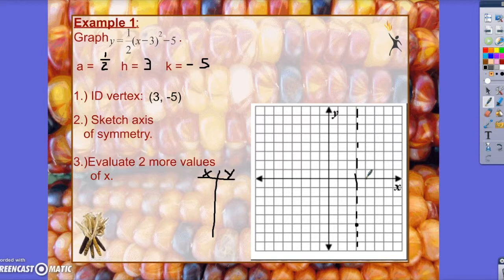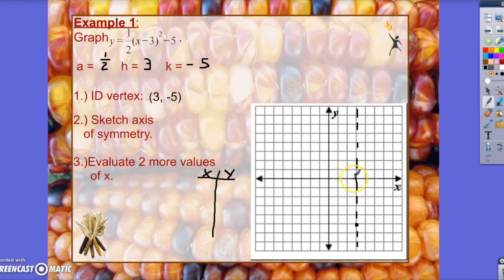You could do whatever you want. Some people might pick 2 to the left, 2 to the right, or whatnot. I never, ever get too far. Like, I wouldn't pick a point all the way over here. Because what do you notice about a parabola? The further away you get from the axis of symmetry, it gets bigger and higher up because it's a parabola. So you might go off the grid or off the graph. So my rule of thumb is I pick one point to the left, one to the right.